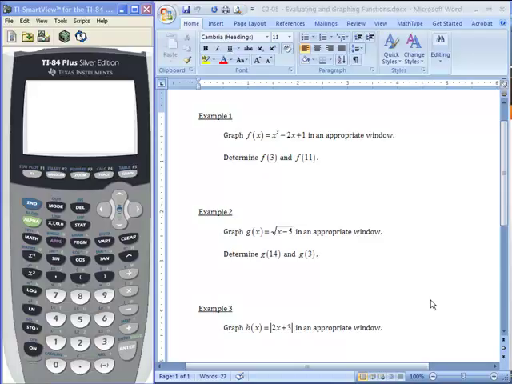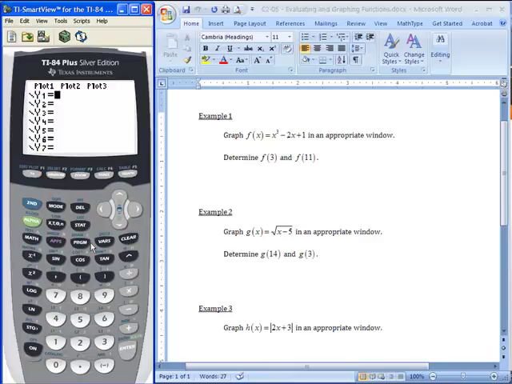Your calculator can handle absolute value, as well as other types of polynomial, radical, rational, etc. functions. So we'll begin with example 1. We're asked to graph the function f of x is equal to x to the third minus 2x plus 1 in an appropriate window. Well, we'll begin by going into the y equals menu. Remember, we can always think of a function name as being the same thing as y.